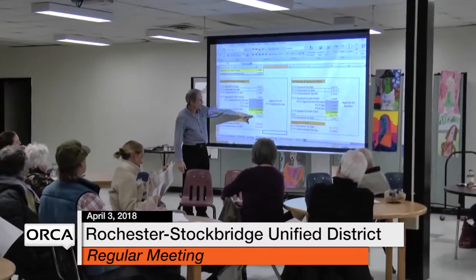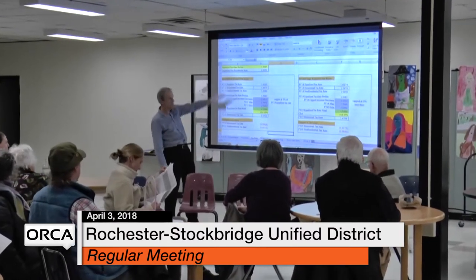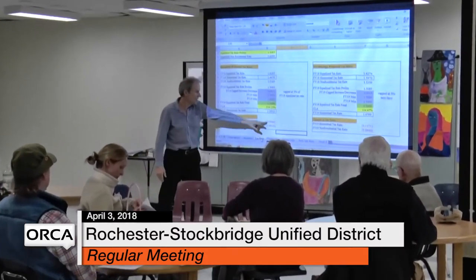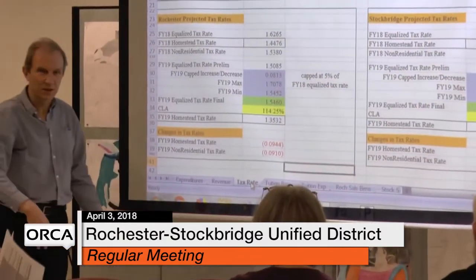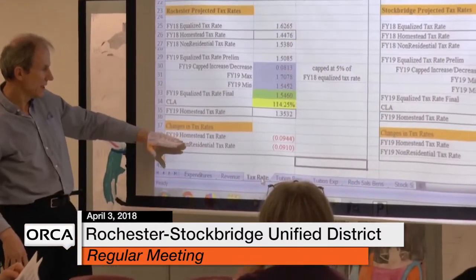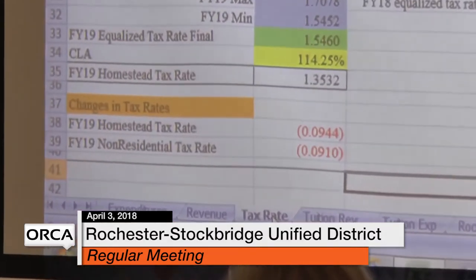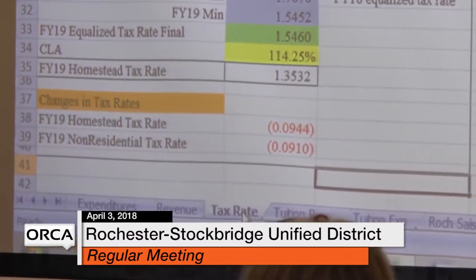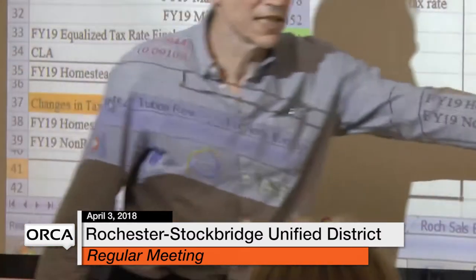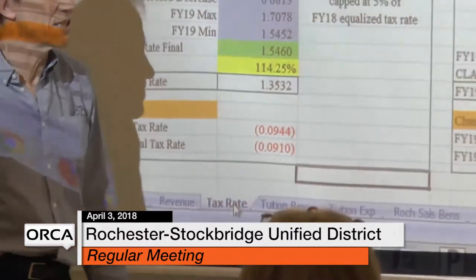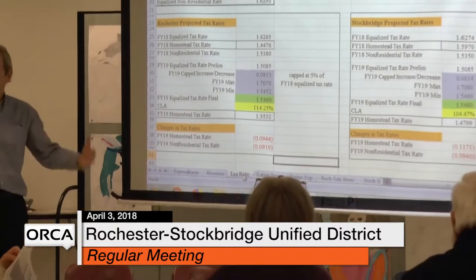So what this says is that if you look down at the bottom here, you see that the change in the tax rate based on what's in the budget up there is 9 cents. Jumping over a few stages, and I can go back and go through the stages, but the bottom line is that the homestead tax rate, what actually shows up in your tax bill, is going to be 9 cents less than last year in Rochester, and 11 cents, almost 12 cents less than last year in Stockbridge. That's the net impact of this budget.